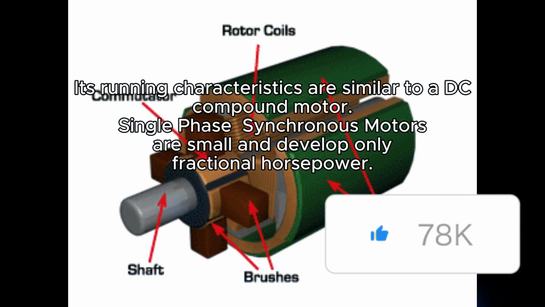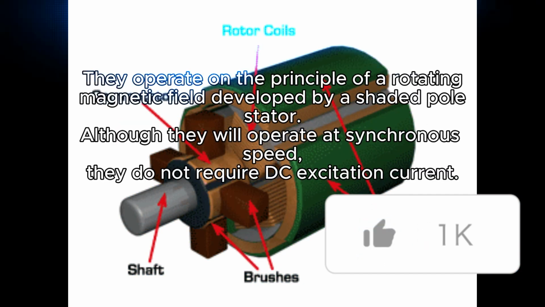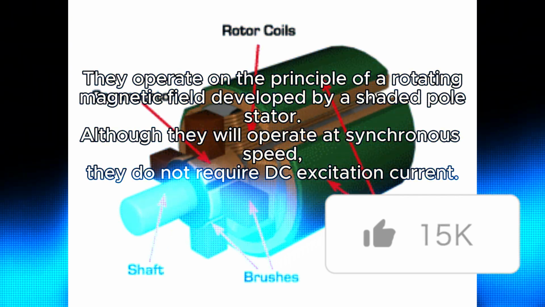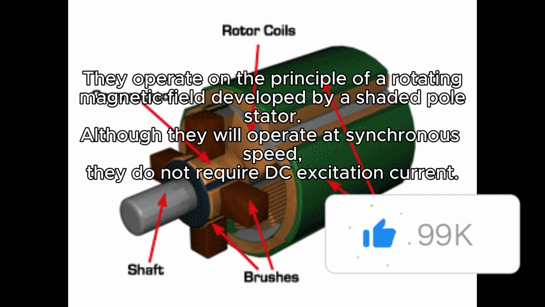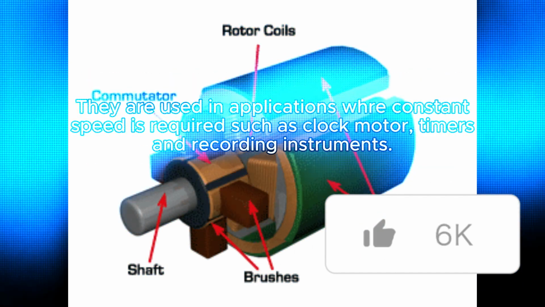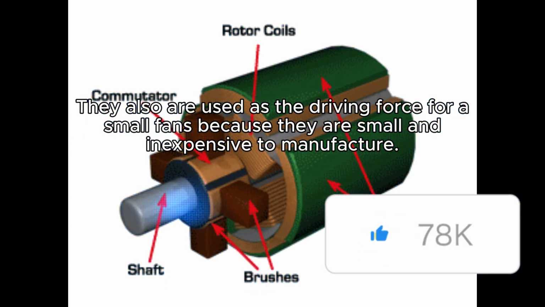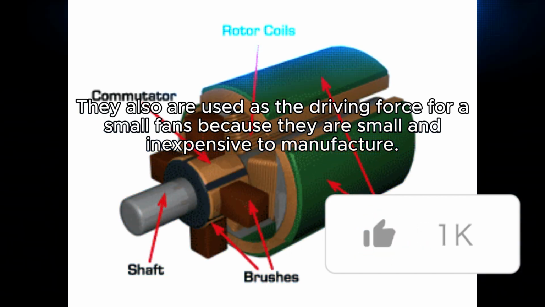Single-phase synchronous motors are small and developed in fractional horsepower sizes. They operate on the principle of a rotating magnetic field developed by a shaded pole stator, although they will operate at synchronous speed. They do not require DC excitation. They are used in applications where constant speed is required, such as clock motors, timers, and recording instruments. They also are used as the driving force for small fans because they are small and inexpensive to manufacture.